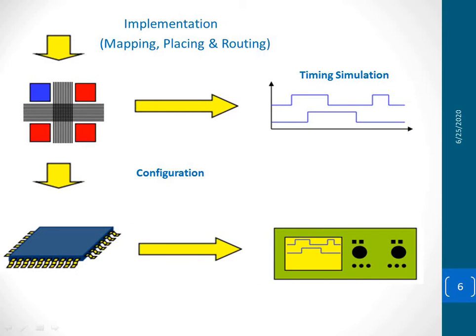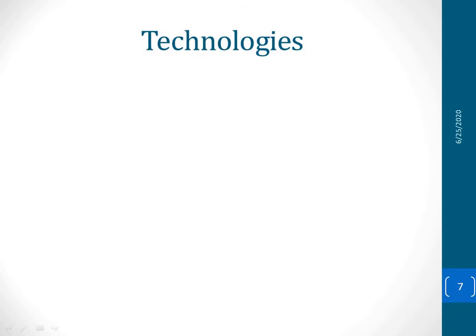This configuration stage is called on chip testing. On the chip we need to test with the timing waveforms and the test inputs we have, and finally we say that our device is configured and ready to use. So these are the broad VLSI design steps which I have revised for your sake.